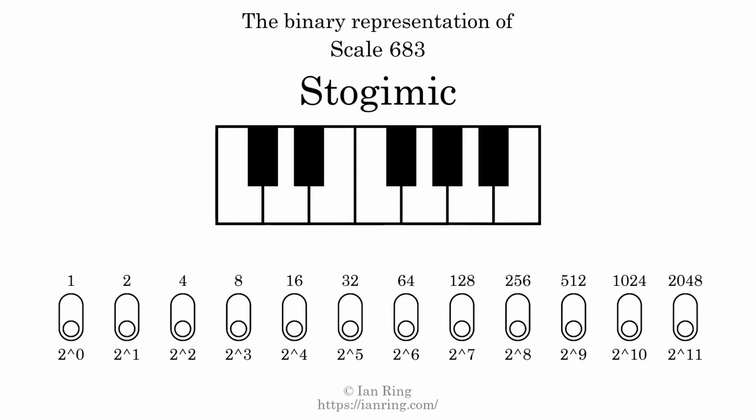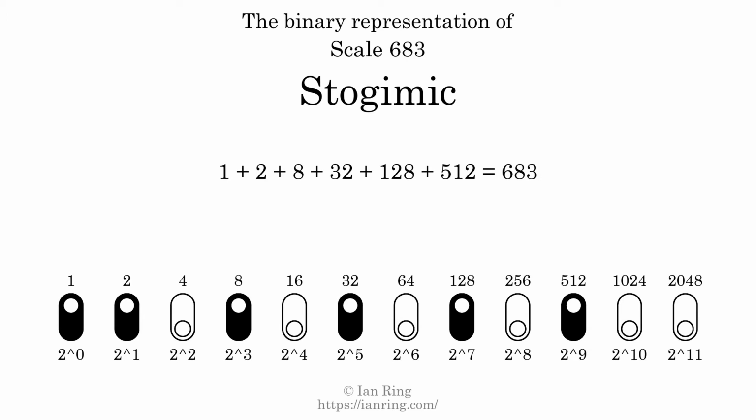The binary representation of this scale is determined by mapping tones of the scale to binary digits. Each binary digit represents a power of 2. To get the scale number, we add the powers of 2 together. The powers of 2 that are present in the scale, all added together, equals 683. That is why the scale number, in decimal, is 683.